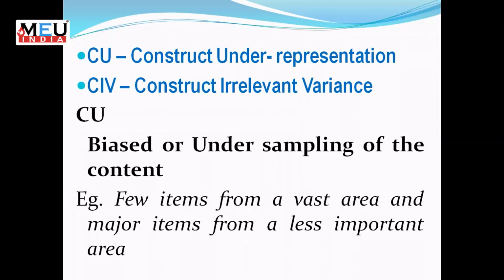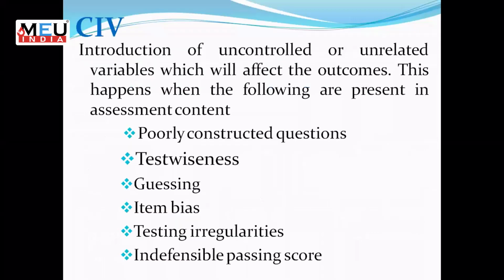That means if there is a paper with upper limb, lower limb, abdomen, pelvis, perineum, and there is a question from the upper limb, a topic which is not given much importance when we teach, and that topic is given as an essay question, while what we feel is the most important, the abdomen, pelvis, perineum, is given as one small bit in that question paper, that we say is construct under-representation.